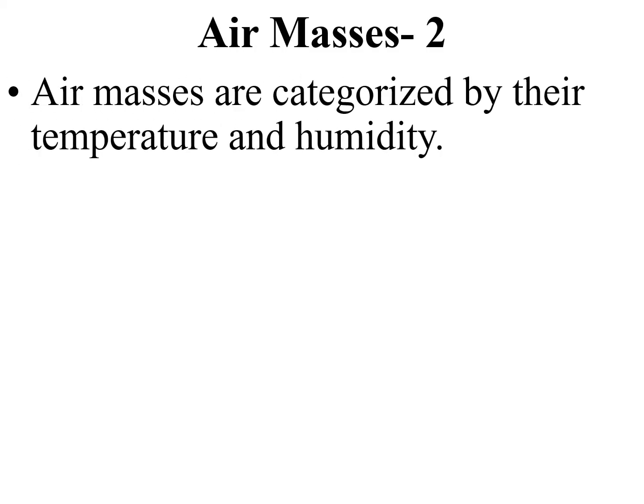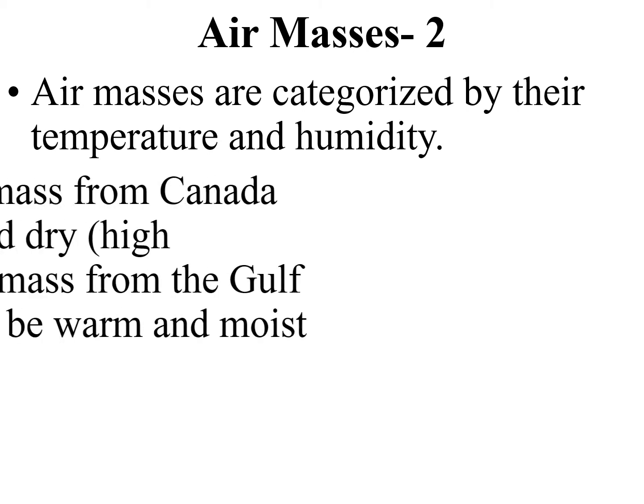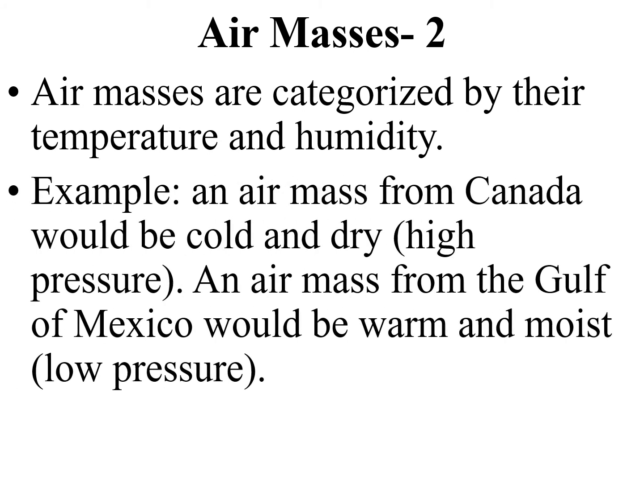So air masses are categorized really by their temperature and their humidity. For example, if an air mass originates from northern Canada, well, what's northern Canada like? I think you'd realize it's cold and dry. So if you have an air mass from that region, it's going to also be cold and dry. How about an air mass from the Gulf of Mexico? Well, warm and moist, it's certainly going to be the conditions in the Gulf of Mexico. So the air mass would be warm and moist. So this is pretty easy.